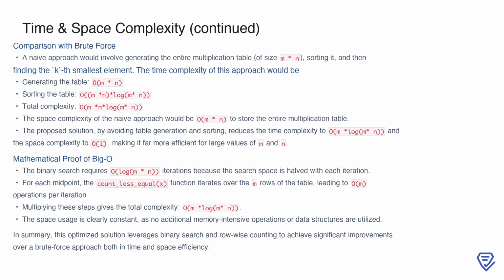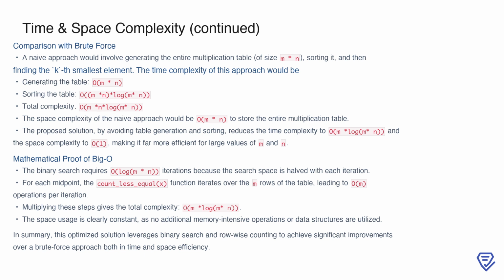Finally, let's compare this optimized approach to a brute force method. A naive solution would involve generating the entire multiplication table, which has m times n entries, then sorting this table and extracting the kth smallest element. Generating the table takes O(m*n) time, and sorting it adds a complexity of O(m*n*log(m*n)), resulting in a total time complexity of O(m*n*log(m*n)). Furthermore, the space complexity of the brute force approach is O(m*n), since the entire table needs to be stored in memory.